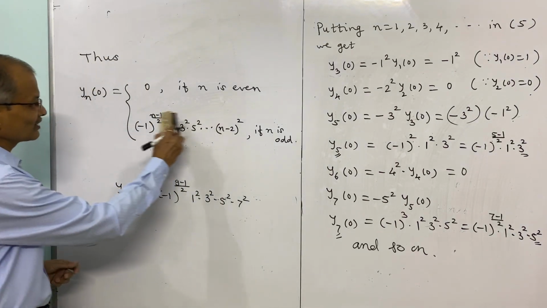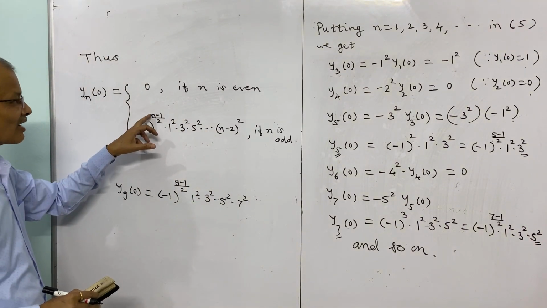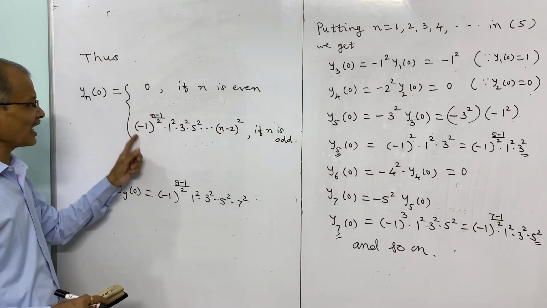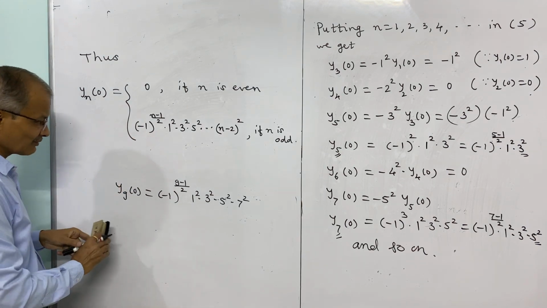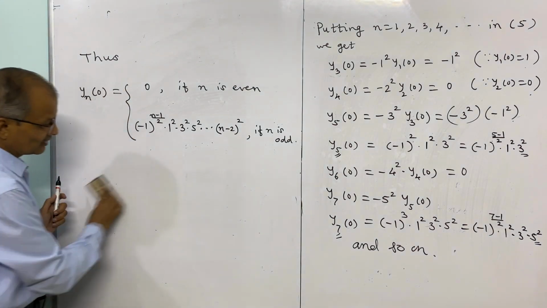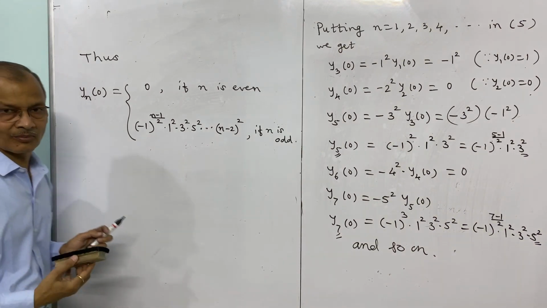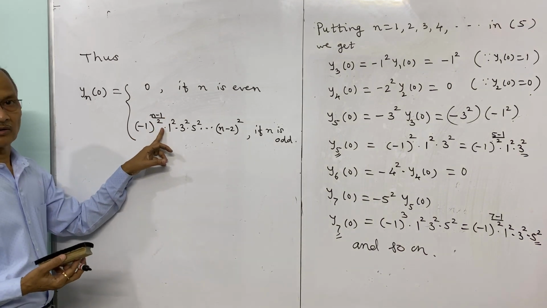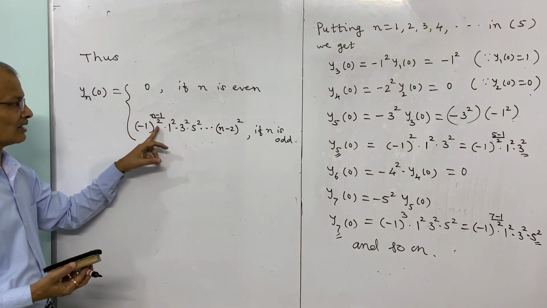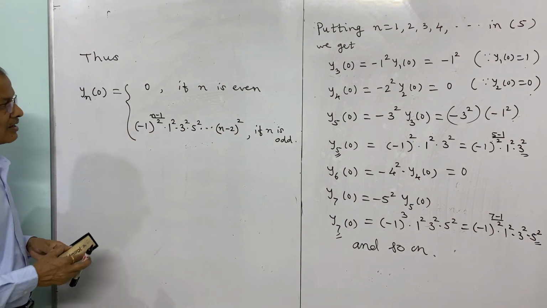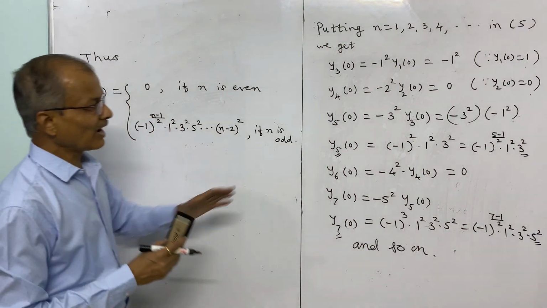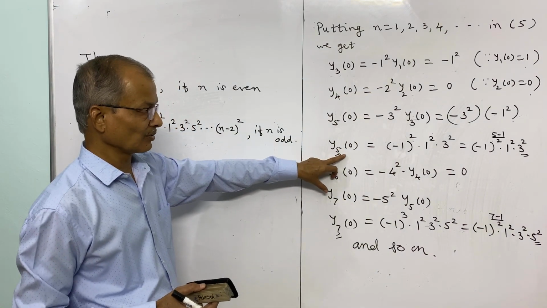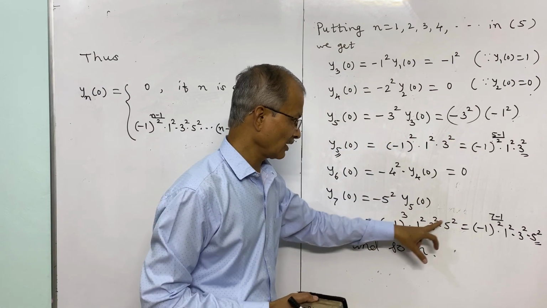But this power is always an integer, because n is odd, n minus 1 is an even number, divided by 2 is an integer. So this number is either positive or negative. Minus 1 to the power of an integer is either plus 1 or minus 1. That depends on whether the power is even or odd. If it is even, then it is positive. If it is odd, then it is negative, minus 1. So this is the answer. You should verify how we have written the odd order derivatives of y at 0. And these terms you should note and verify.